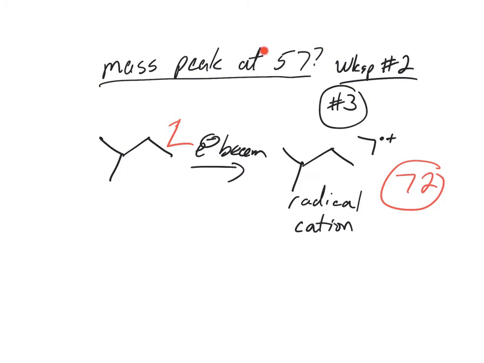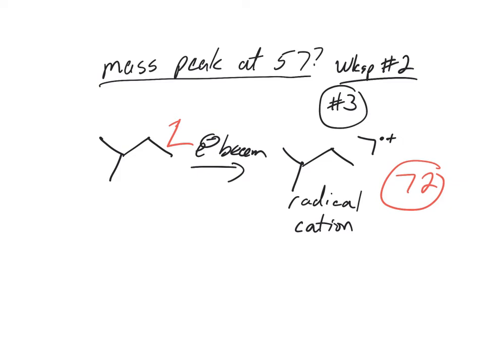And the question was, there's a peak at 57. Remember, you only see the positively charged fragments in mass spec. Which fragment is most likely to be at 57? So if you start with 72, what's the difference between 72 and 57? A methyl group, a CH3. So then the question is, which CH3 should we lop off? Well, we want to lop off the one that gives us the most stable carbocation, because we talked about having stable cations.